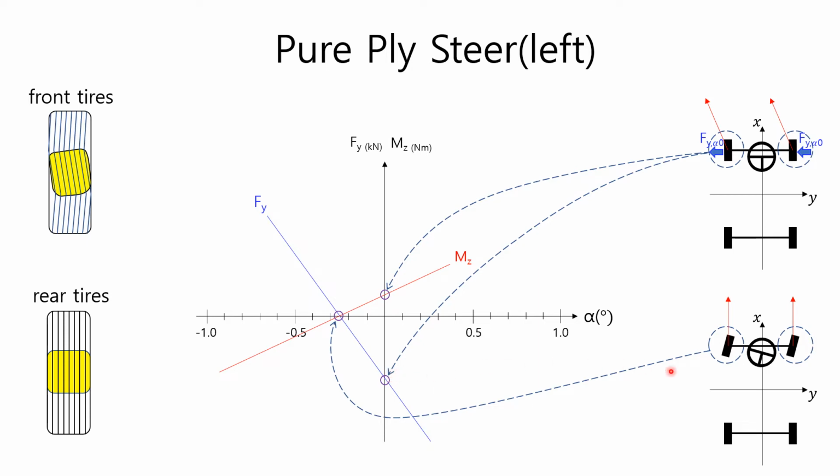When a driver releases the steering wheel, the front tires rotate to the right in response to the ply steer, and now the tires move in the straight direction. Here, the side slip angle is negative because it is in the positive direction to the steering angle, and at this time, both the lateral force and the self-aligning moment are 0.